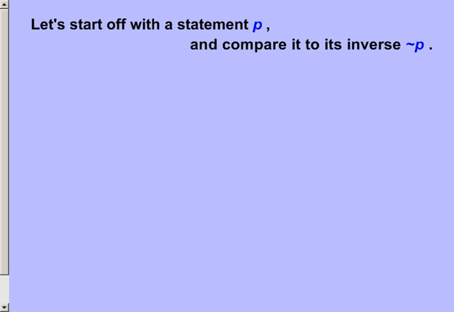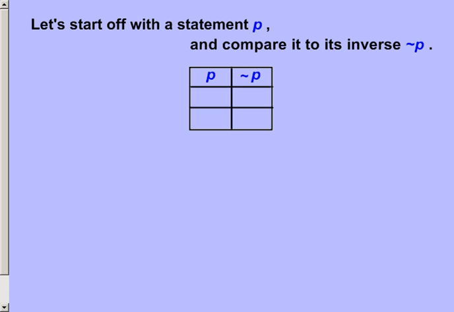Okay? So let's start off with a statement P, and we're going to compare it to its inverse, not P. Now you may remember the P and Q notation from our conditional statements. It could be any variable, not necessarily just P and Q. It's just a placeholder. So some statement P, and we're going to compare it to its inverse. This is what a P, not P truth table would look like.